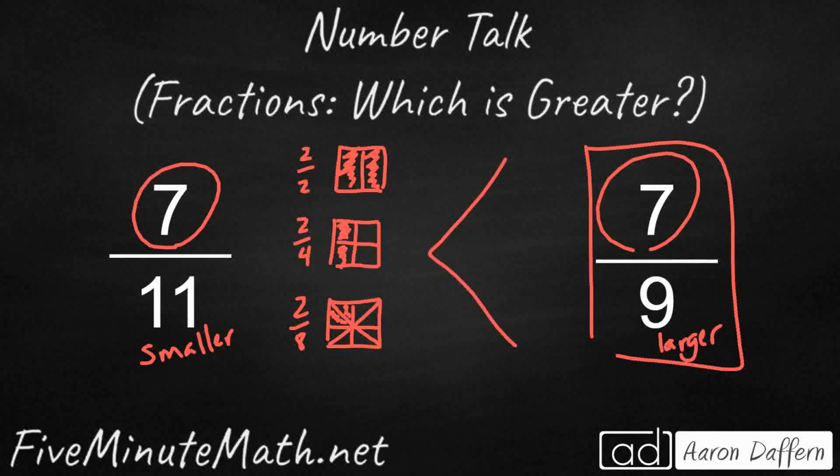So we can put a less than symbol, and we can say 7/11ths is less than 7/9ths because 7/9ths is greater.